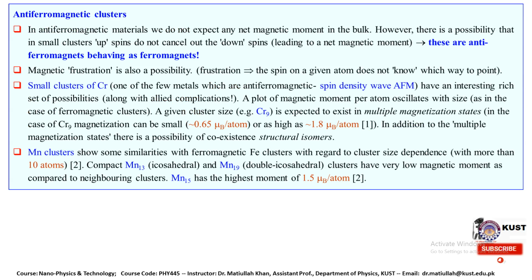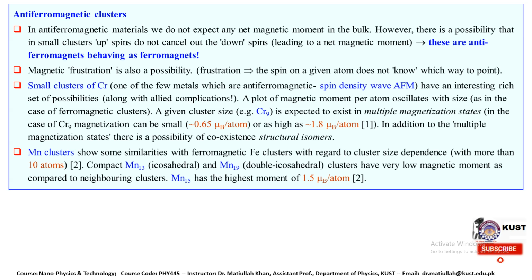So this is some of the properties of the ferromagnetic clusters. So we have antiferromagnetic clusters as well. If we consider antiferromagnetic materials, the clusters are antiferromagnetic clusters, but in this case we do not expect any magnetic moments in the bulk. However, there is a possibility that in small clusters the up spins do not cancel out the down spins. I mean, the up spins are not cancelled by the down spins, so it leads to a net magnetic moment. So these are antiferromagnetic behaviors as a ferromagnet.